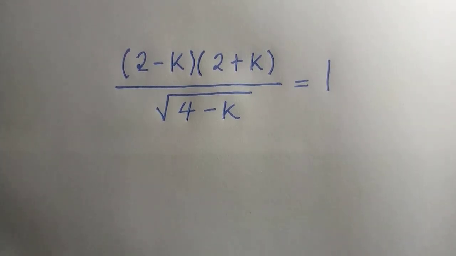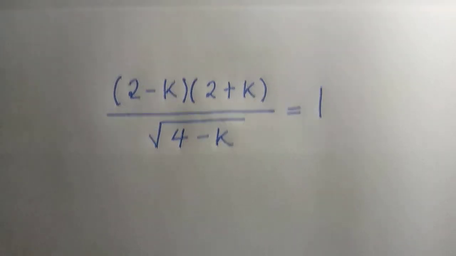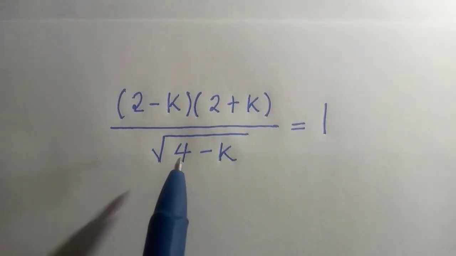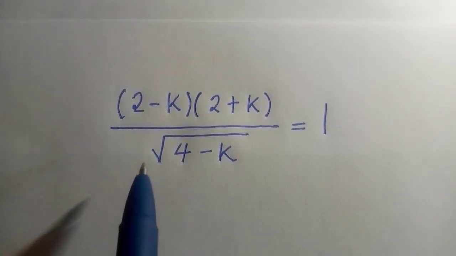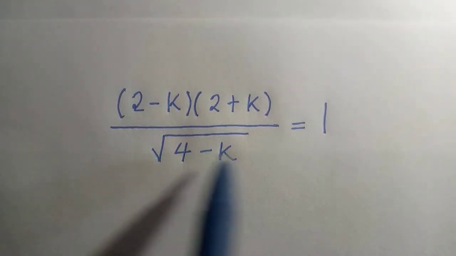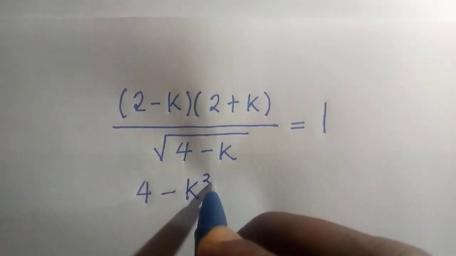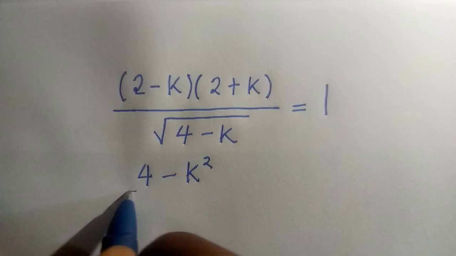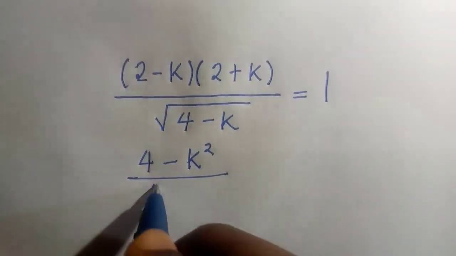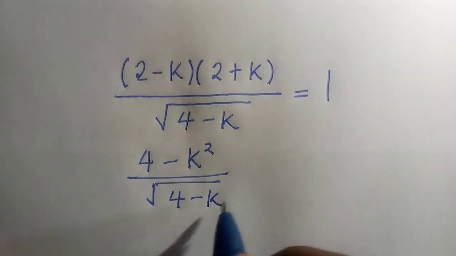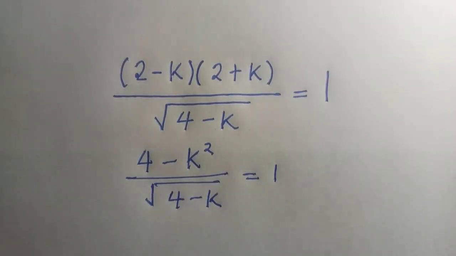How to find the value of k in this nice radical algebra where we have (2 - k)(2 + k) divided by the square root of 4 - k equals 1. To solve this, we first try to expand (2 - k)(2 + k). We know this is a difference of two squares, so we just multiply the first and the last terms so that we have 4 - k² divided by the square root of 4 - k equals 1.